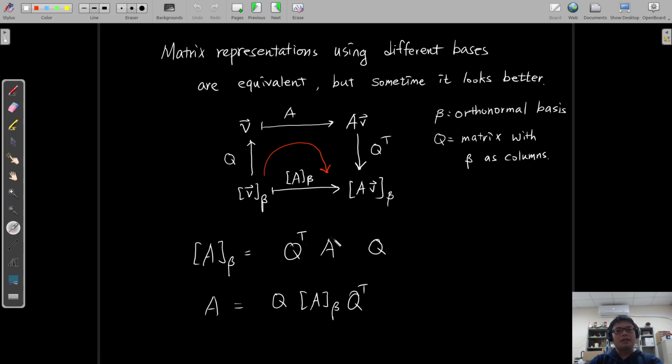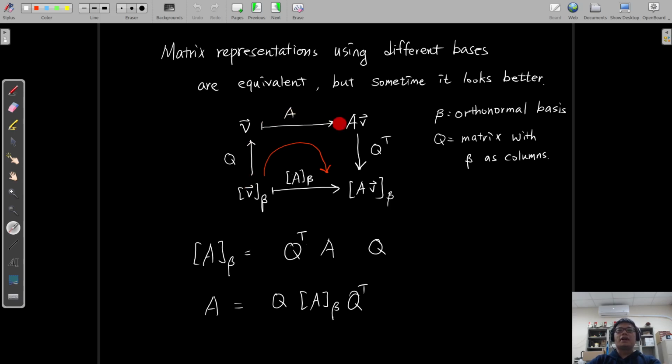Now let's look at some technical details of how to compute such a representation. Let's say I have a matrix A. The action of that is sending V to AV. If I observe the whole action from the point of view of beta, and beta is an orthonormal basis, I want the vector representation of V to be sent to the vector representation of AV. And how does that work?